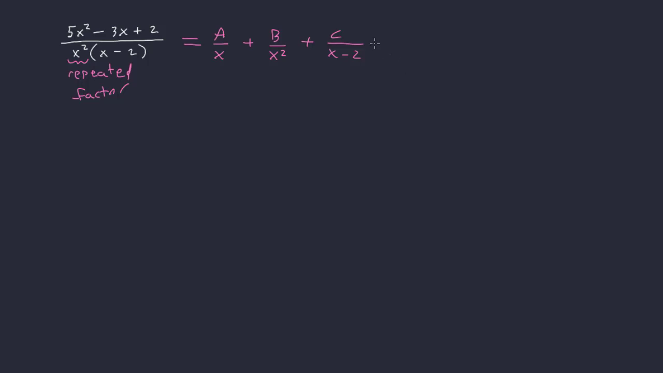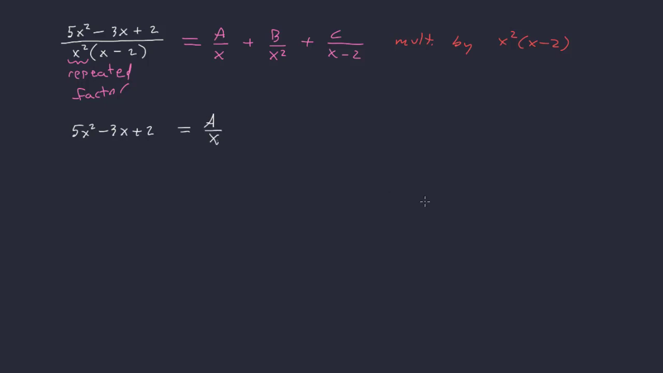Okay. Then we multiply by this x squared times x minus 2. And so it cancels all of this completely, this original denominator, right? So we'll get 5x squared minus 3x plus 2. And I'll go ahead and write it all out this time.